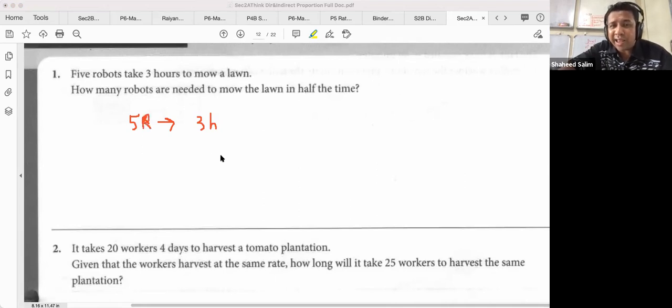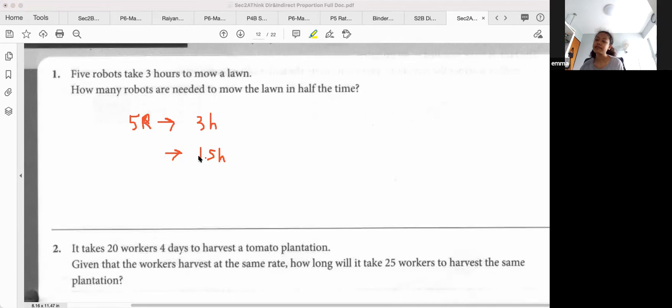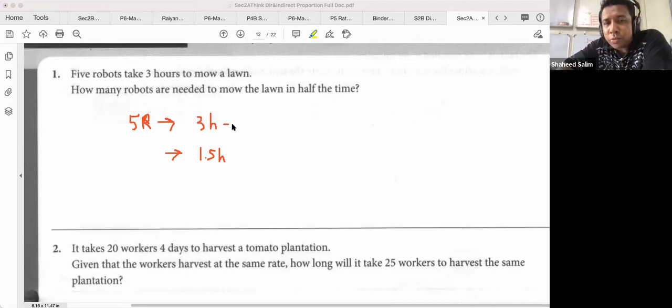If you want to finish in half the time, is 1.5 hours. Do you need more robots or less robots? More, right? So now this one you divide by what? Divide by 2. What you want to have it? This one you must times by 2.